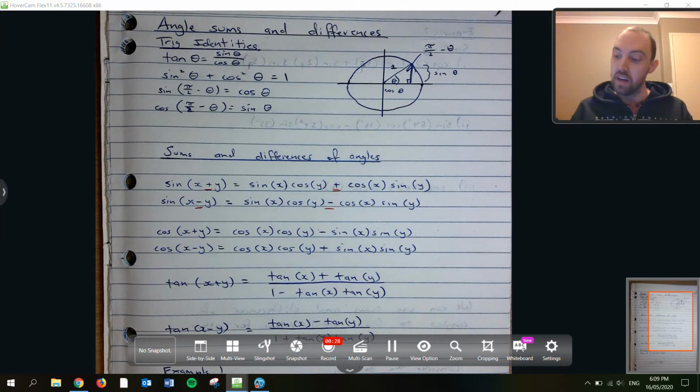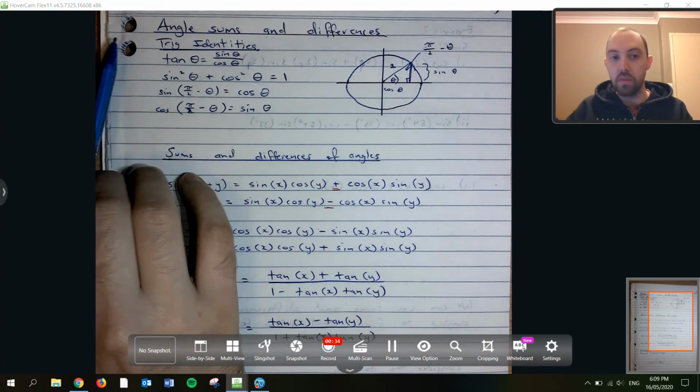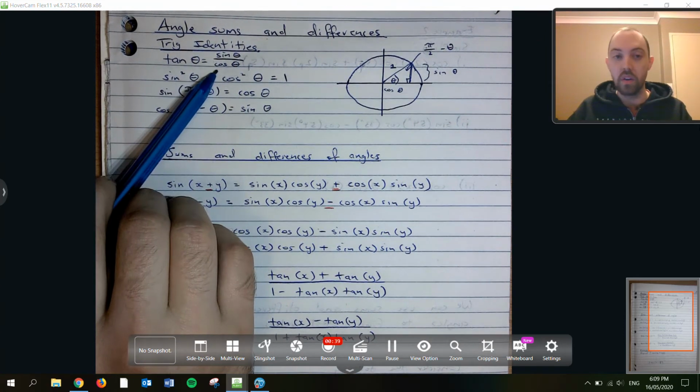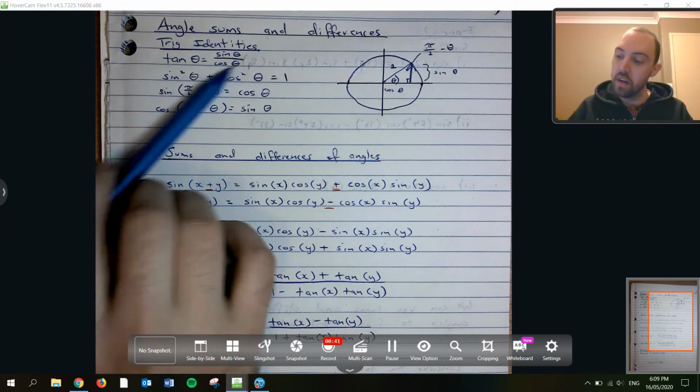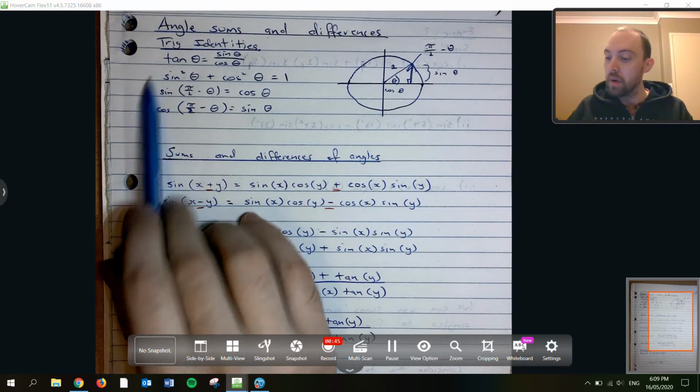Before we get into the actual sums and differences of angles, I'd like to quickly go over some trig identities that you may or may not be aware of. Okay, tan theta is sine theta on cos theta. That one should be one that we're using regularly. These other three, though, might not be.